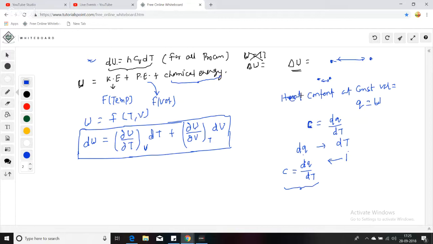Now, when I take constant volume, it is the heat content at constant volume. So at constant volume, dq is equal to dU, and at constant pressure, dq is nothing but dH. We'll come to this dH part later on. So if I substitute here, this is the heat capacity at constant volume. Cv is the heat capacity at constant volume, and dq becomes dU. So for 1 mole, Cv is equal to dU by dT, and then dU is equal to Cv dT. And for n moles, we'll write n Cv dT. Yes or no? I guess you have done this derivation like this.